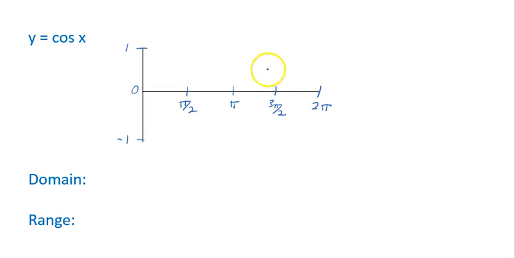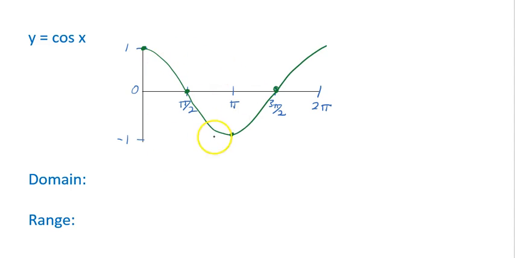And let's think about what our values from the unit circle are. The cosine of 0 is 1. The cosine of pi over 2 is 0. The cosine of pi is negative 1. The cosine of 3 pi over 2 is 0. And the cosine of 2 pi is 1. And so again, this is going to be a smooth wave graph, and it's really just like the sine graph except shifted over.